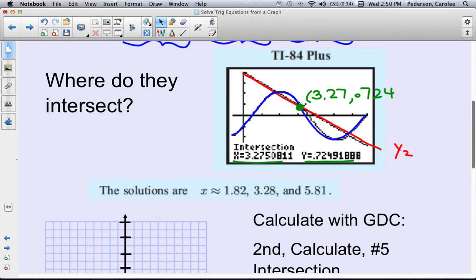Then there are 2 more solutions. So you can do one of 2 things. You can trace along to find those other 2 solutions, and we're only looking for the x values. So the 3 solutions would be the one we just found, 3.28. There's also one more, this is 1.8. And this is 5.8.